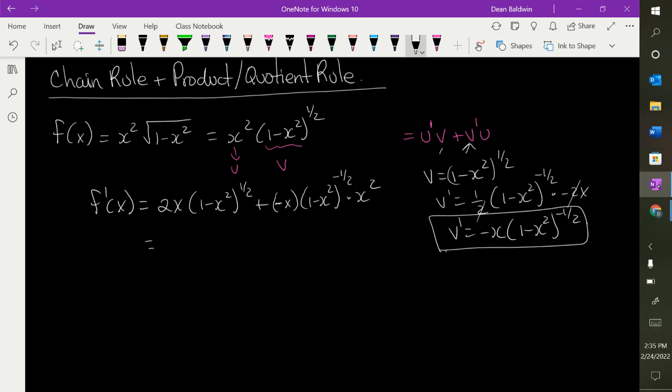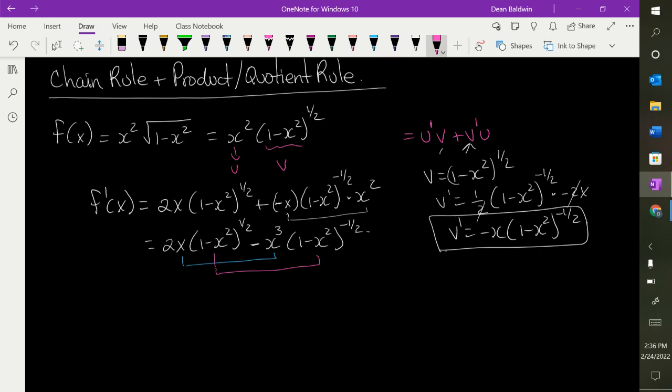First expression, I can't really do anything with. Second expression, I can combine these x's and get minus x to the power of 3 times (1 minus x squared) to the negative 1/2. Okay, now we're going to start simplifying this. So the first thing is you'll look for common factors. Well, the obvious one that most people will see would be an x, right? I can pull an x out. The second obvious one, though, is the 1 minus x squared. Now, that's power of a half, that's power of negative half.